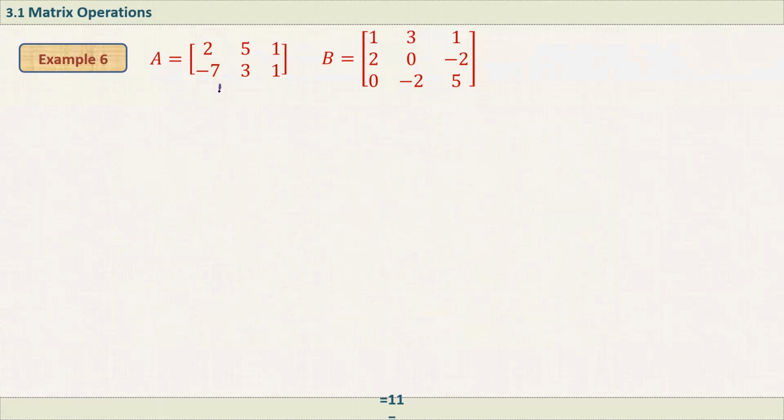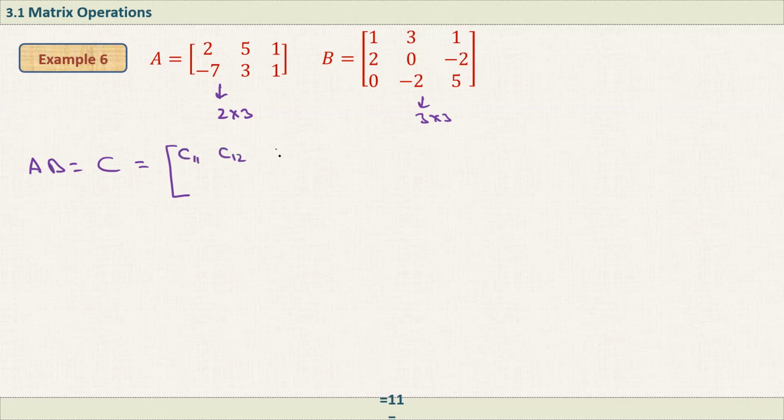So this one is a 2 by 3 matrix. This one is 3 by 3. So if you just multiply here A by B, we will have C, whose actual size will be 2 by 3. That is C11, C12, C13. They are all in the first row. That's why the first subscript notation is 1. Now the second row, it will be C21, C22, C23, right?